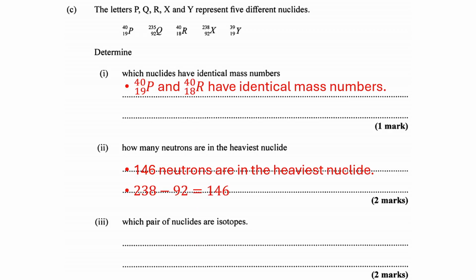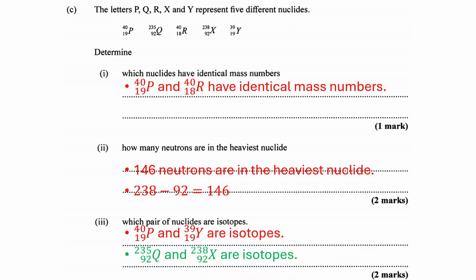Part 3, which pair of nuclides are isotopes? So you could say P and Y are isotopes. Both of them have the same atomic number but different mass numbers, right? Isotopes are 2 atoms of the same element that have different amounts of neutrons. So P and Y are the same element with the same atomic number, 19, but they have different amounts of neutrons, in other words, different mass numbers, 40 and 39. You could have also used Q and X, because they have the same atomic number, again, but different mass numbers.